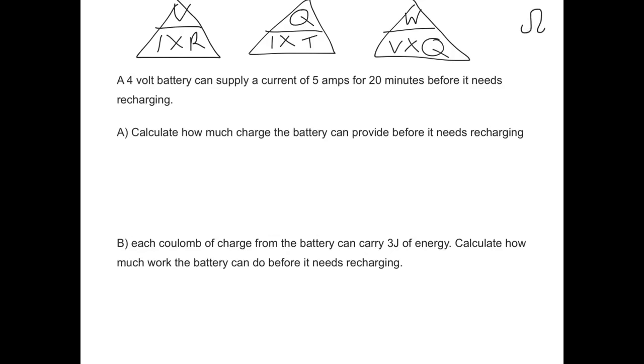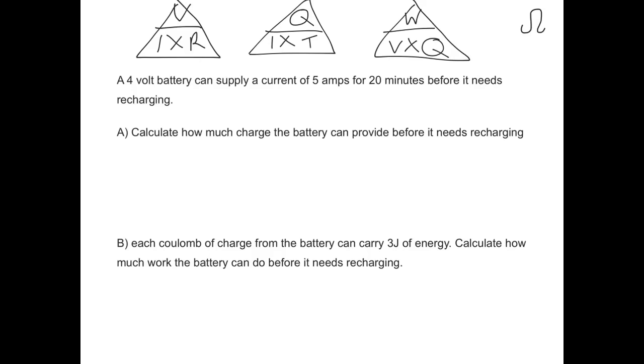Anyway, let's look at the question then. Calculate how much charge the battery can provide before it needs recharging. So we're looking for a triangle that has Q in it. So there's 2 of those. And what else have I been told? Well, I've got the current because I've been told 5 amps. And I've been given the time, which is 20 minutes.